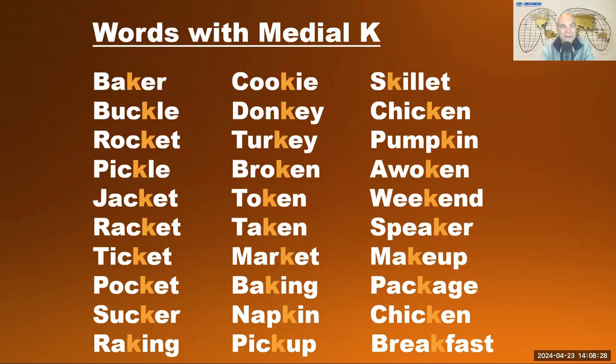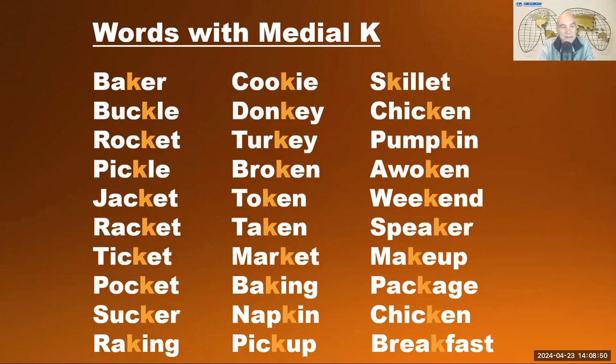Racket. The baker picked up the racket. In the jacket, there was a ticket. In the pocket of the jacket was a ticket.